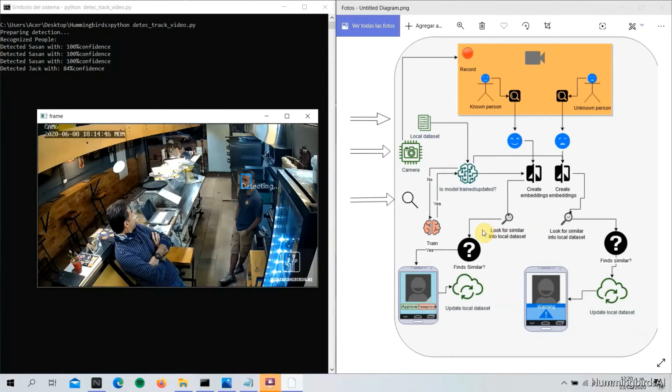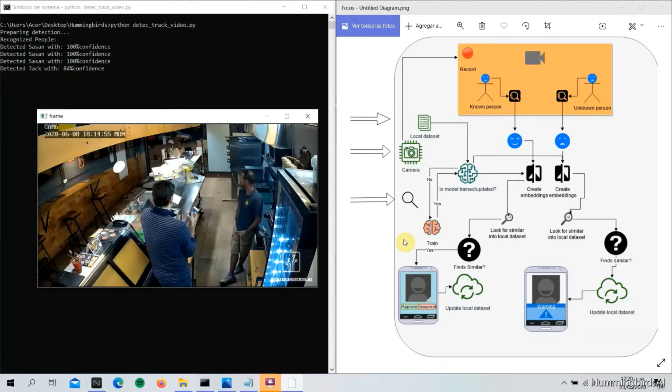The other case is when the images don't have good quality. The images are going to be stored and post-processed in order to be sent to the user, who is going to determine whether those images belong to a known or an unknown person.